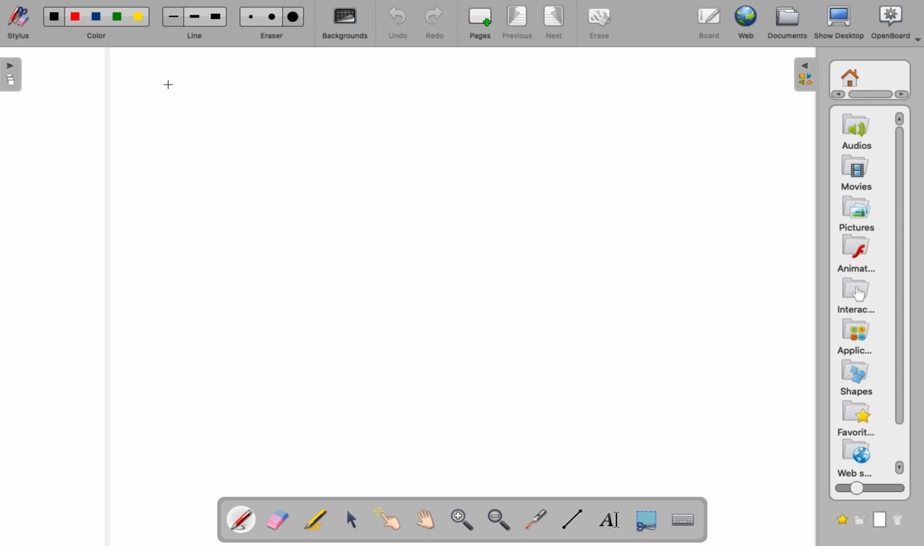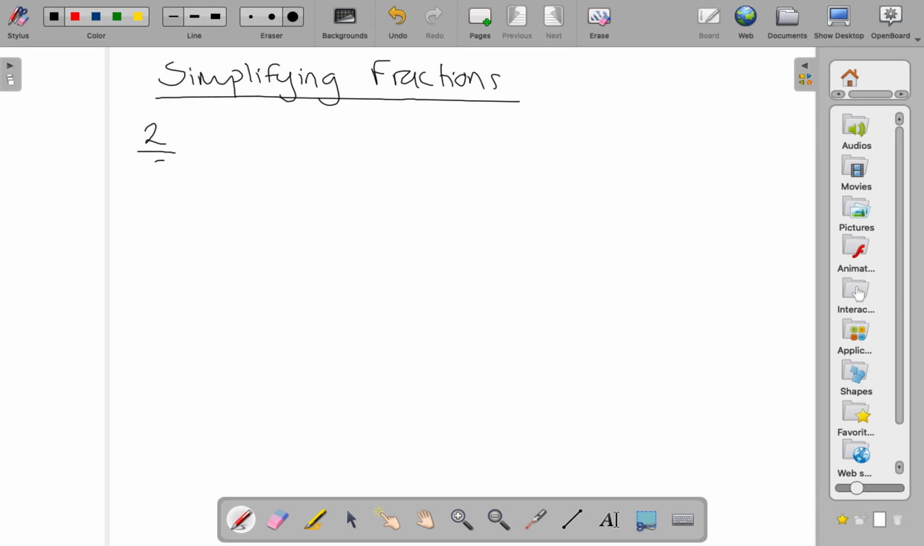What we're going to do is simplifying fractions. So what this means is if we start with a fraction, so let's say we have 2/8, we want to write it so that the top and the bottom are as small as possible.